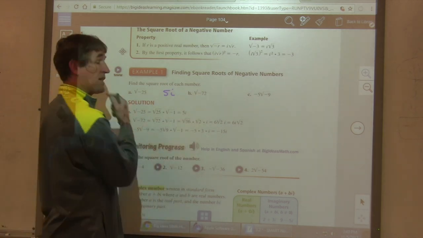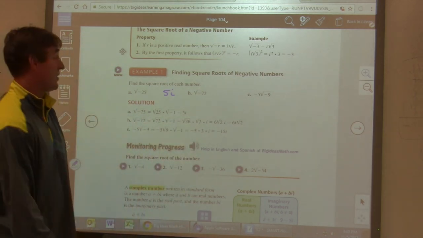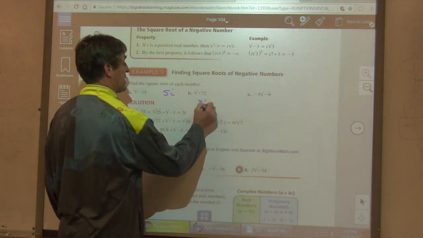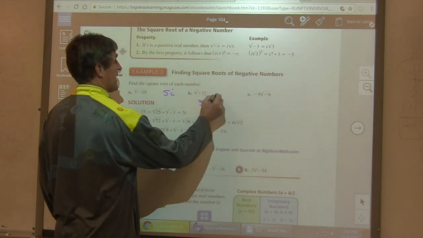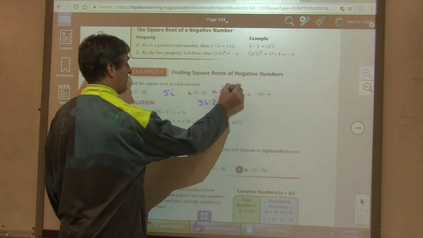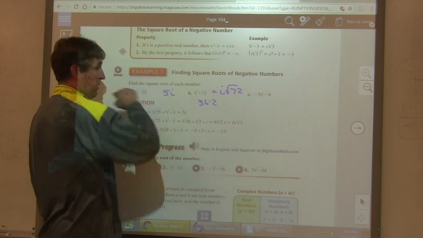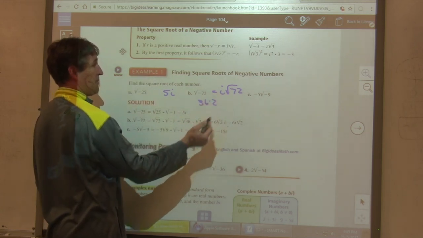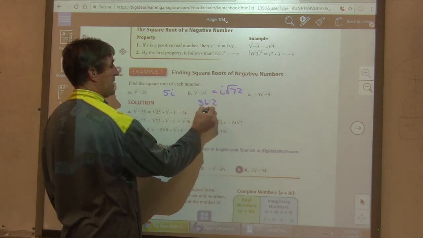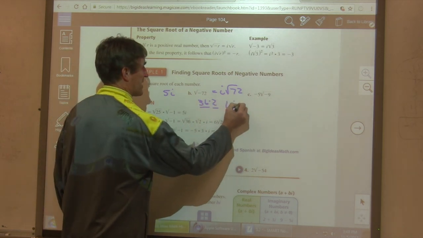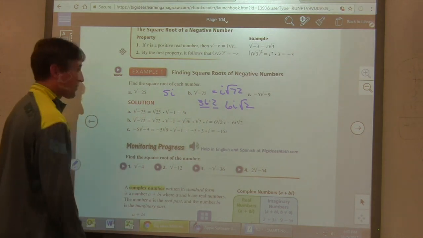The square root of negative 72. Now we're going to simplify this like we did on the first unit. So I'm going to break 72 into 36 times 2. Again, to take care of that negative sign, we bring the i out front. And whether you do the factor tree or break it up doesn't make any difference, but it ends up being 36 times 2, and the square root of 36 is 6. So we get 6i square root of 2.